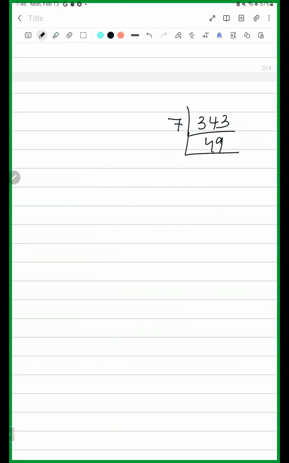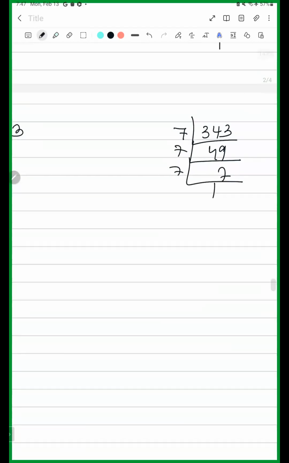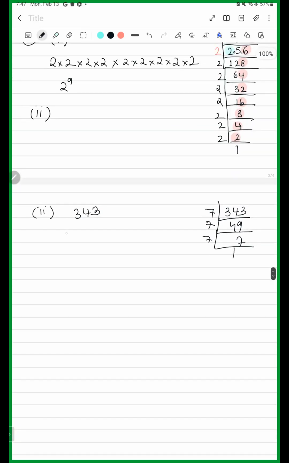Next, continue करिए इसको. 7 sevens are 49, and then 7 once again and 1. So 7 multiplied by 7 multiplied by 7. Very good. 7 to the power of 3. Okay. Next.